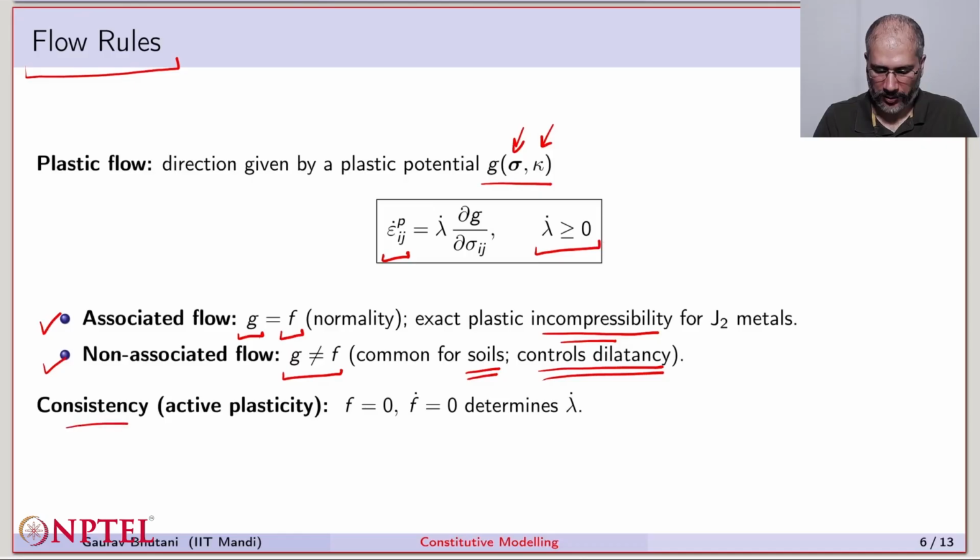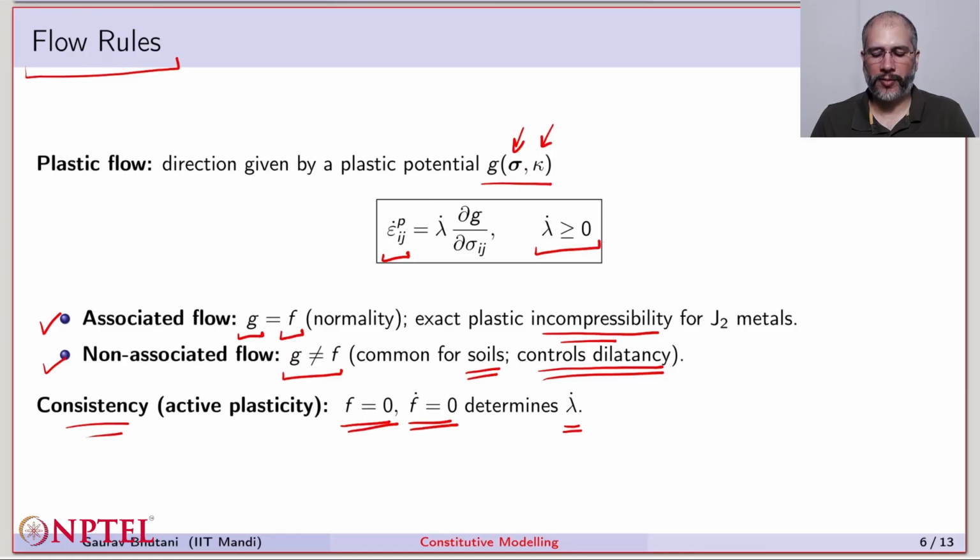Now, this is an idea of consistency that basically says that if you are on the yield surface, that is F equal to 0, and since we also know that you cannot cross the yield surface, then if you're moving, the only way you can move is on the yield surface during plastic deformation. So F dot, that is the change in the F value with time, has to be 0 if you're on the surface, and that will usually help us determine the lambda dot value.